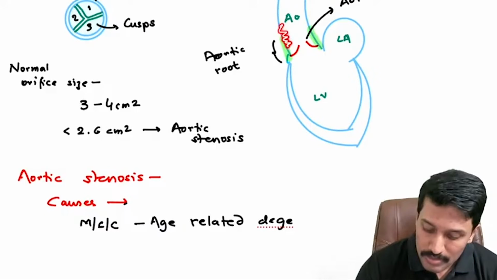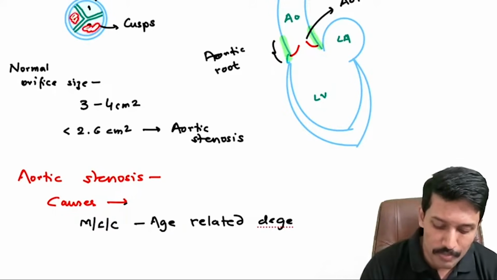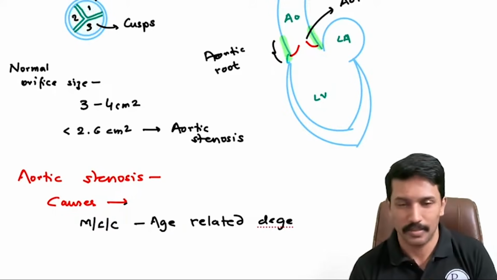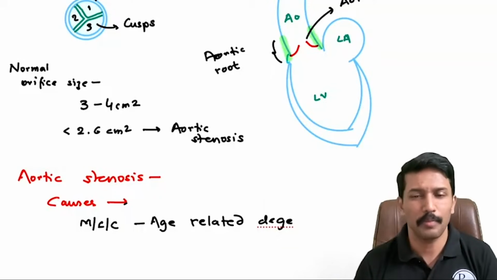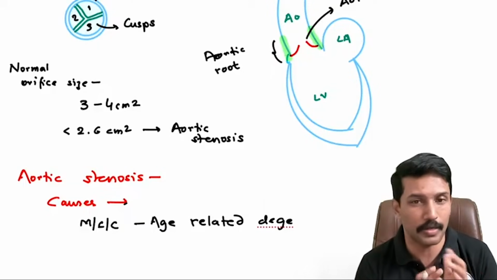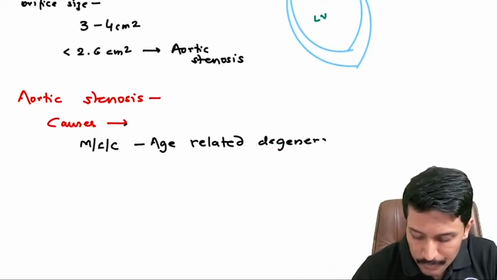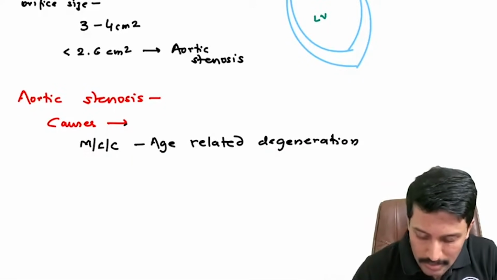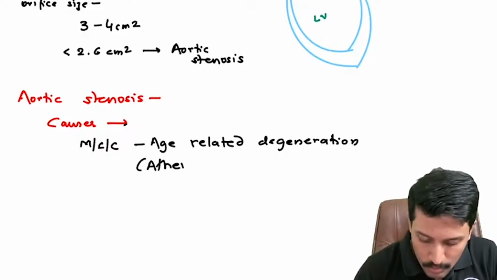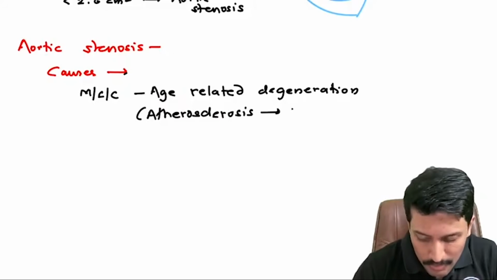The atherosclerosis that develops in the aorta also encroaches upon the aortic valve cusps, and the atherosclerosis of the cusps makes them get calcified. It's a natural aging process, and because of the calcification, the valve cusp becomes stiff and they find it difficult to open. In simple words, we will call it age-related degeneration. In more technical terms, we can say the problem starts with atherosclerosis of the aortic valve that eventually leads to calcification.